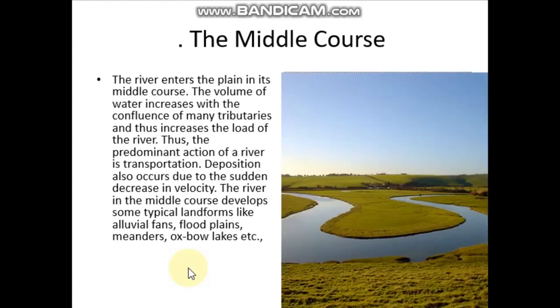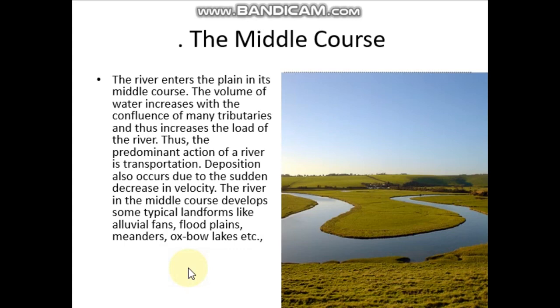Next one is the middle course. From this picture, what did you understand? In this middle course, it won't have as much speed as the upper course. The water is flowing onto the plain surface. So the river enters the plain in its middle course. The volume of water increases with the confluence of many tributaries and thus increases the load of the river. Here, after coming to the plain, it is separated into many tributaries.